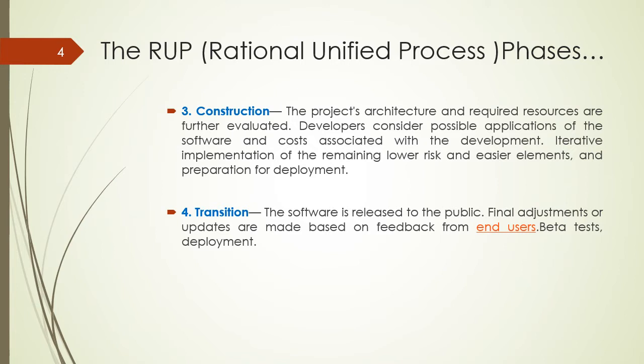And the fourth and last phase is transition. The software is released to the public and final adjustments or updates are made based on feedback from the end user. Beta tests are done and the deployment is done in this phase. So these are the four phases of RUP, the Rational Unified Process. The first is inception, second is elaboration, third is construction, and fourth is transition.